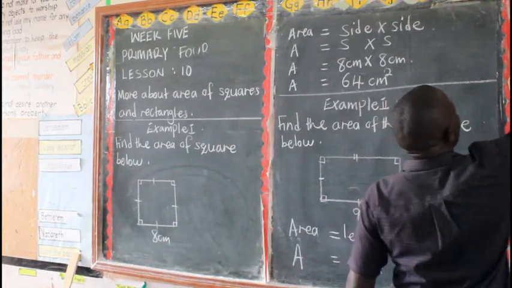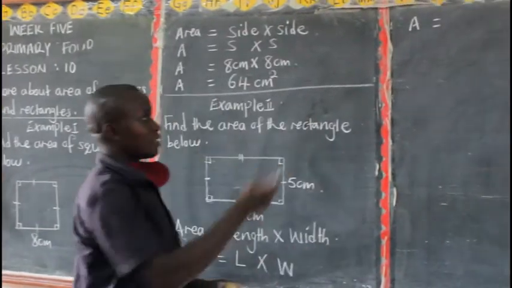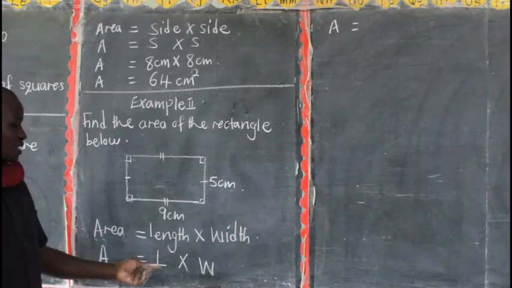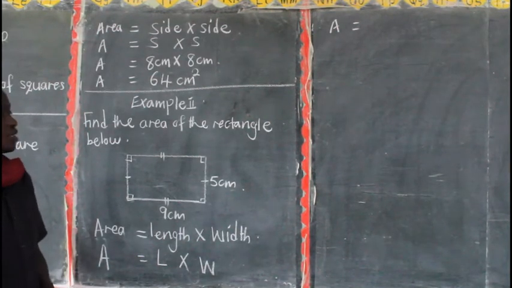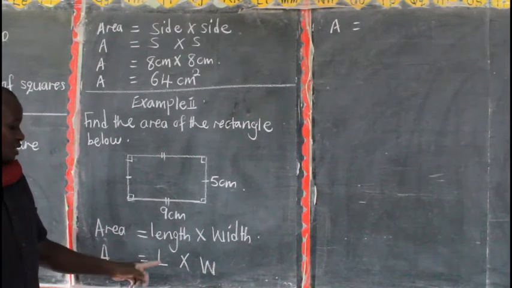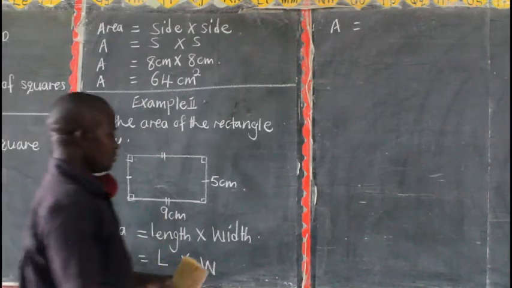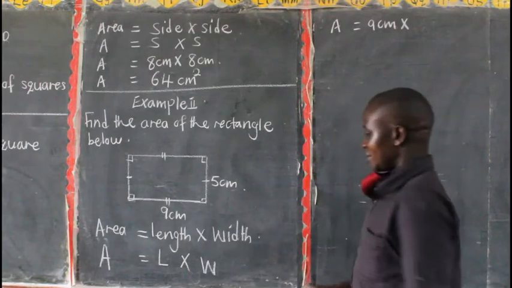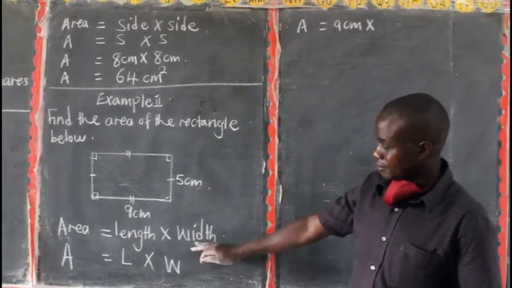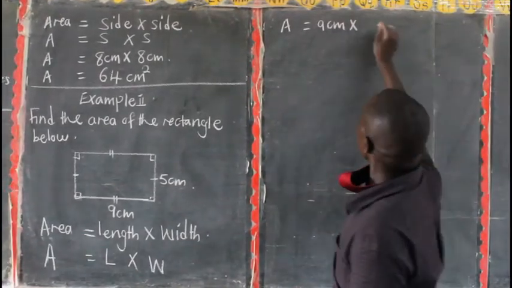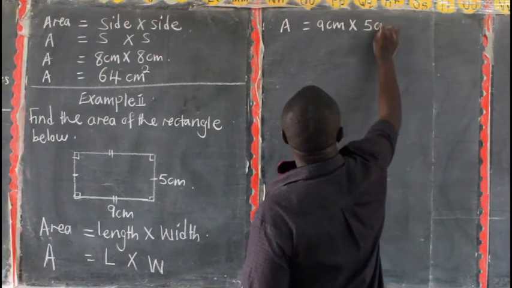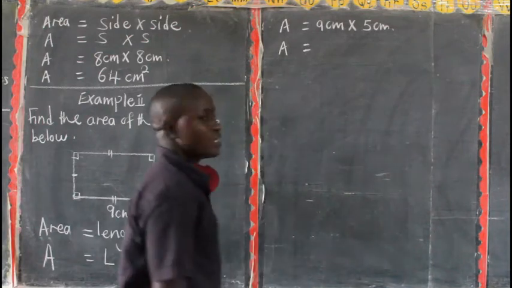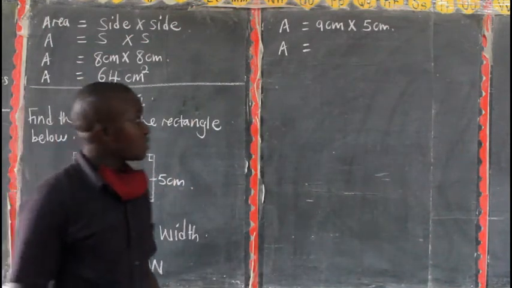So now area is equal to, after this, you come and substitute. Where there is length, you remove the letter L and replace it with the figure. The length here is 9 centimeters times the width. The width here is 5 centimeters. Area is equal to 9 times 5.